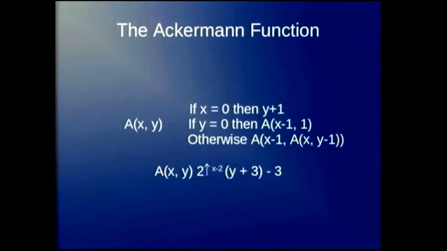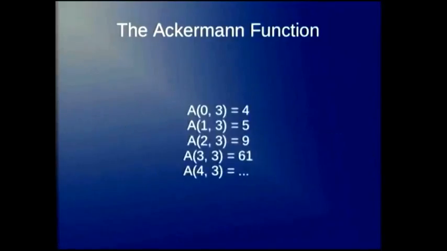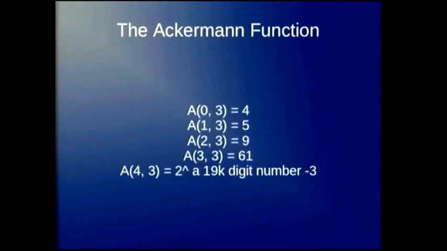The way that Ackermann proved that primitive recursion and computability were different was through the Ackermann function. The Ackermann function grows much, much faster than any other primitive recursive function. Factorials, hyperfactorials, exponentiation, this dwarfs all of those. The first digit is the one we really have to be careful of. When we start iterating through the Ackermann function, we get 4, 5, 9, 61, 2 to a 19,000 digit number minus 3.